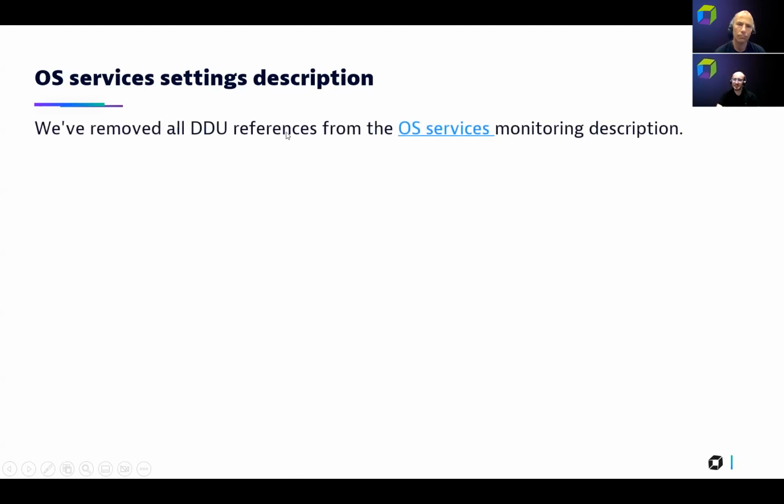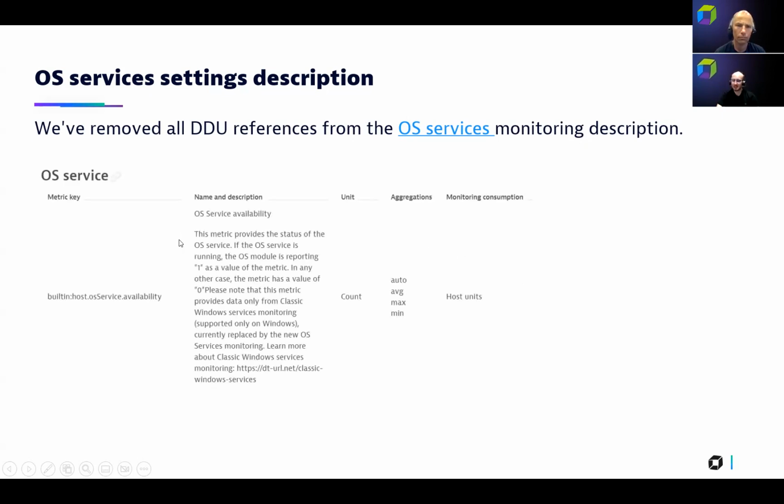What else? So we have the OS services settings description. We removed all DDU references from the OS services monitoring description. And here is the section where you can find the consumption, the host units here. This might be important for our users that will use OS service availability regularly. So this is also a cool update on our end.